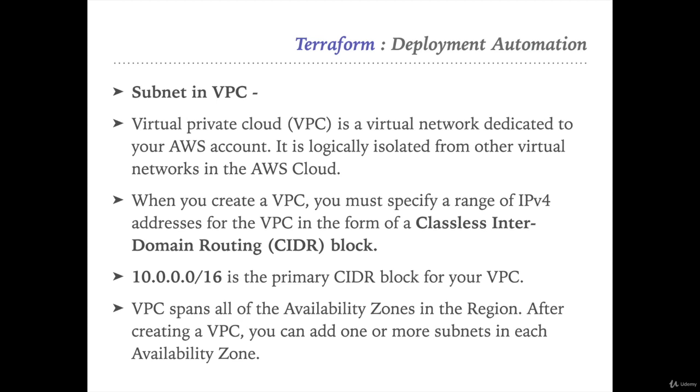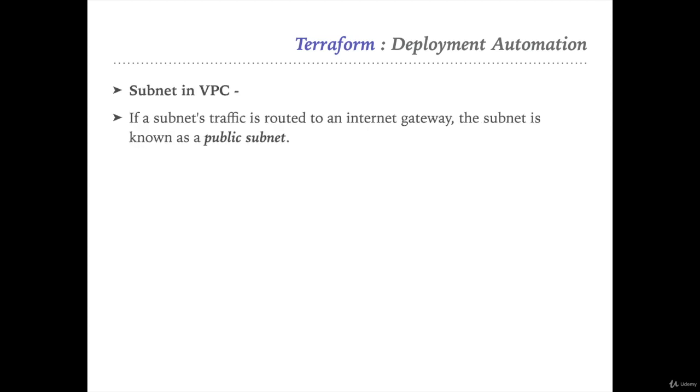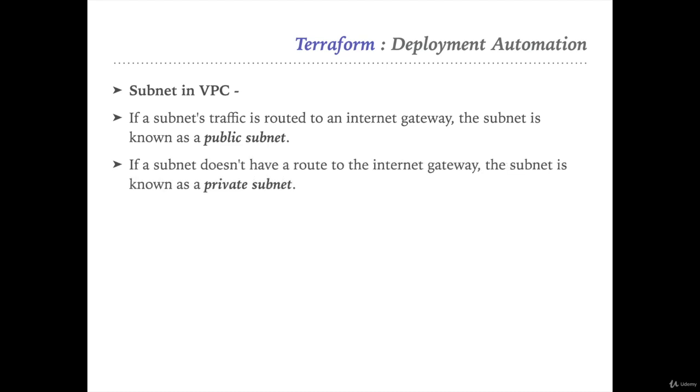If we want, we can define a particular IP range for each subnet as well. If a subnet's traffic is routed to an internet gateway, the subnet is known as a public subnet. So whenever we allow traffic from the internal instance to the internet, that subnet will be called a public subnet. If the subnet does not have a route to the internet gateway, then the subnet is called a private subnet.